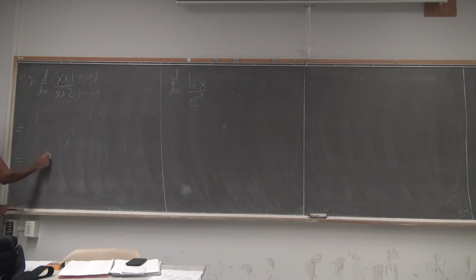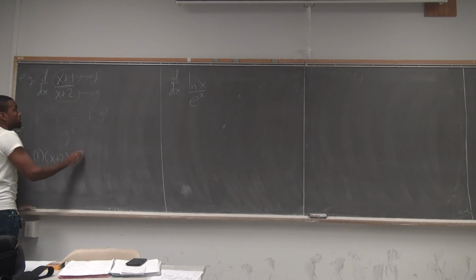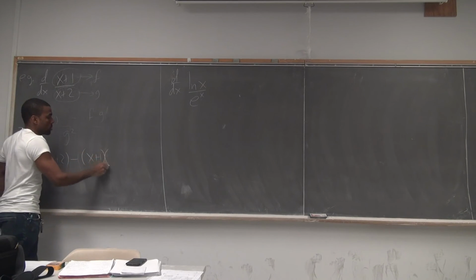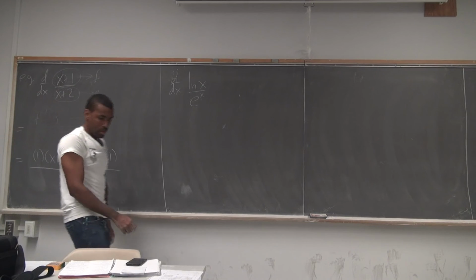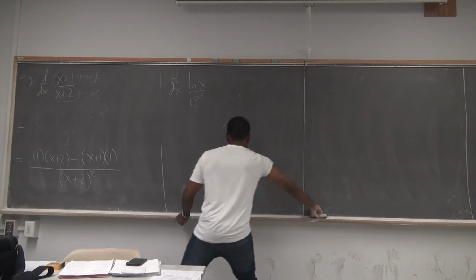So it's going to be the bottom times derivative of the top, right? Derivative of the numerator is minus the top times derivative of the bottom over the bottom squared. And run out of space.